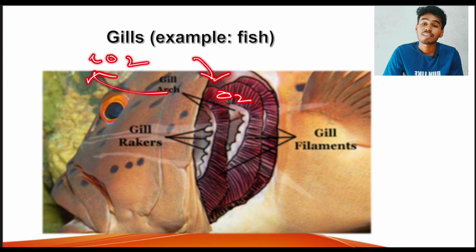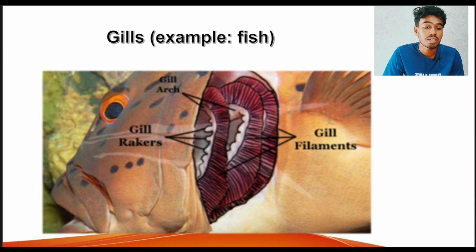okay. And as we have a nose, and the earthworm has skin, fishes have gills, which are present here, behind the eye. As we have lungs, they have gills, through which they exchange the gases, taking in oxygen and releasing carbon dioxide into the water.